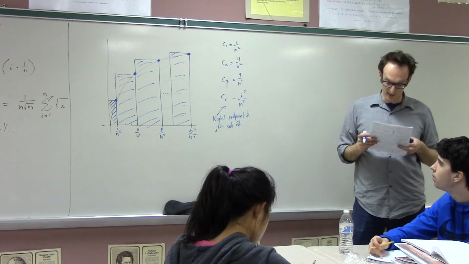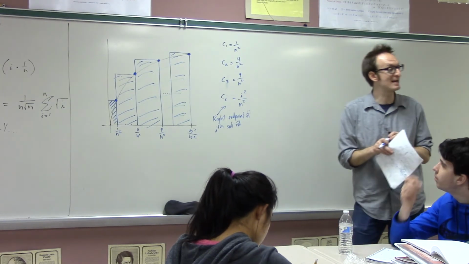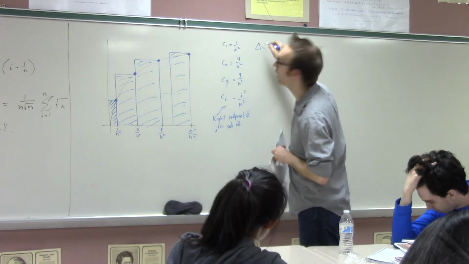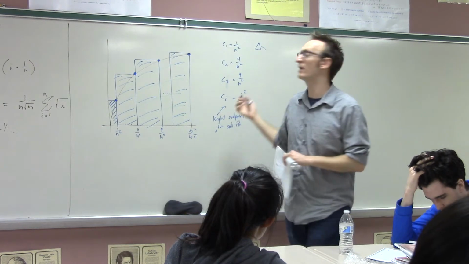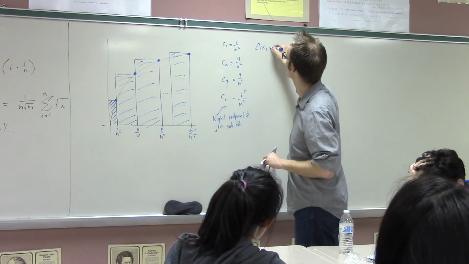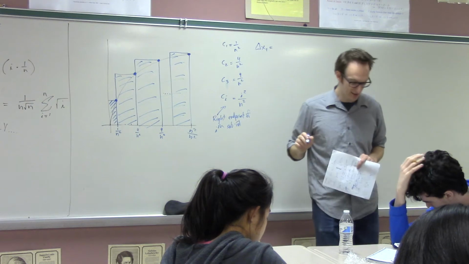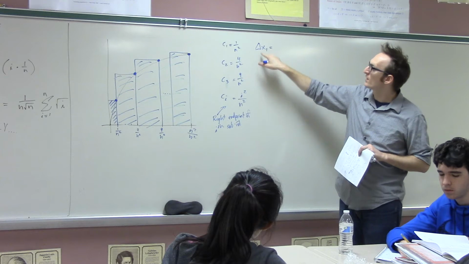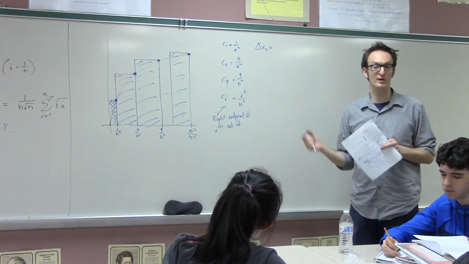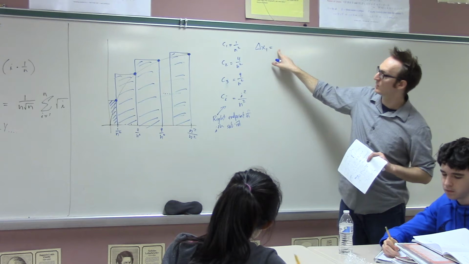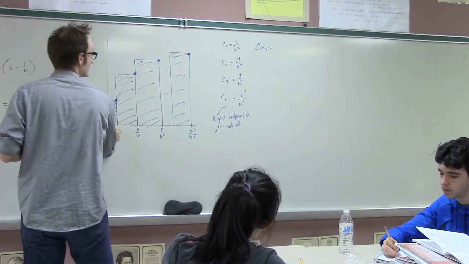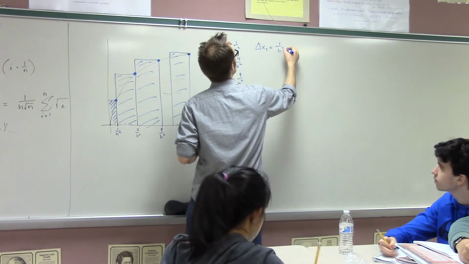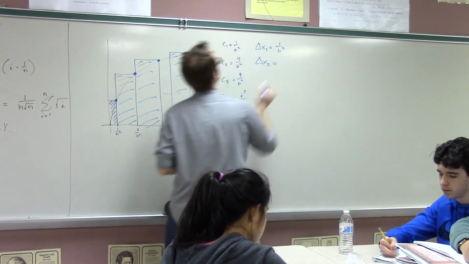Next, I mentioned that these rectangles all have different widths. So let's see what those different widths are. I can't call it delta x anymore, right? I have to call it something weirder, like delta x sub 1. So delta x sub 1 is the width of the first rectangle, the first subinterval. Let's just go one step at a time. The first one has width 1 over n squared.